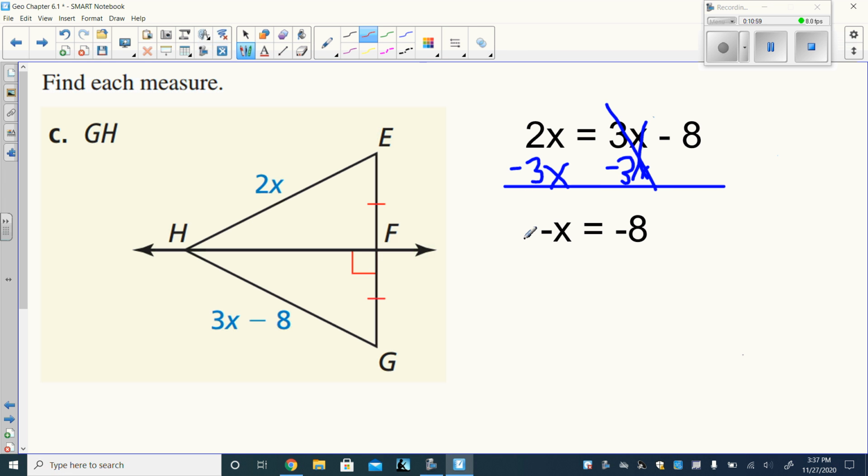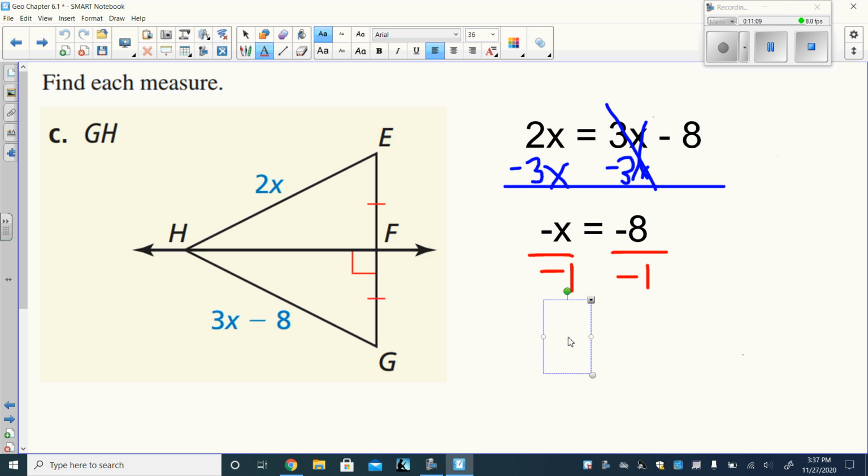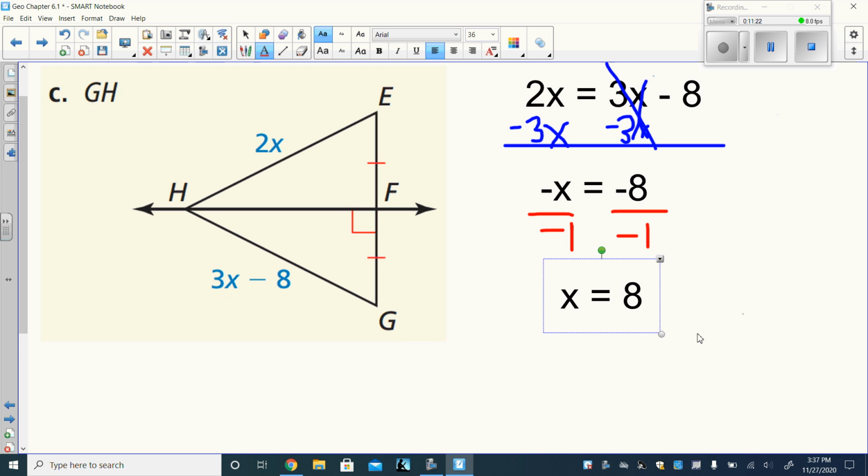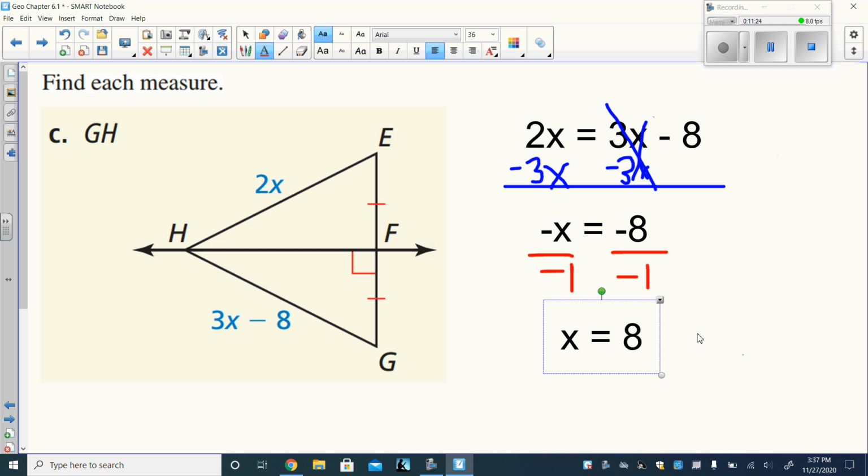So we've got all the x's on one side, but it's negative. So what we'll do is we'll divide by negative 1. We could have multiplied by negative 1. It would have made no difference. But negative x divided by negative 1 will give us positive x equals, well, negative 8 divided by negative 1. Well, the negative and negative would make a positive, and 8 divided by 1 will be 8. So we found out the value of x.